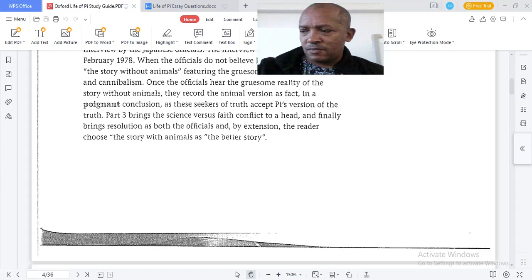So they're saying, okay, that's too gruesome. Let's rather go with the animal story. Okay, great. Part three brings the science versus faith conflict to a head, and finally brings resolution as both the officials and, by extension, the reader choose the story with animals as the better story, because the real story is too gruesome. You need to decide which one is the truth for you.